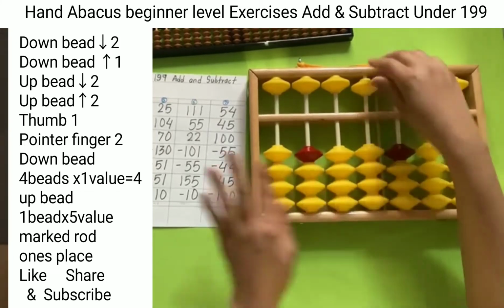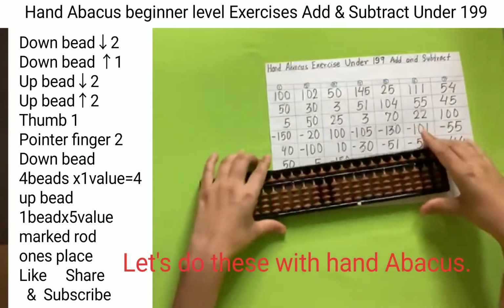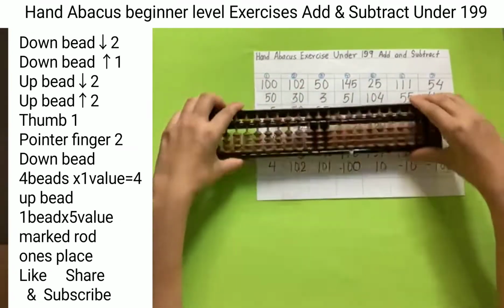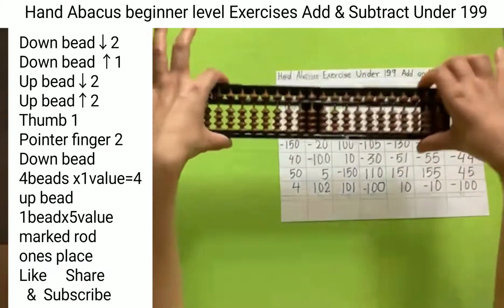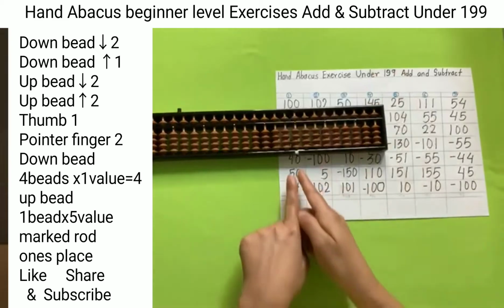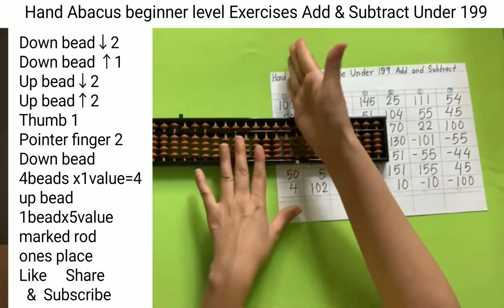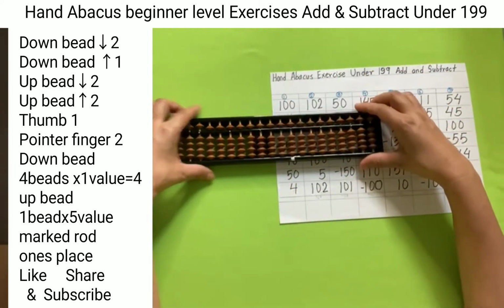So let's do these same exercises with the hand abacus. Grab your hand abacus with your left hand. I'm right-handed, so I'm doing it like this. Put your question on the table. Put your abacus on the question paper. This is my marked rod. Straighten your marked rod and your question. Just open the first rod and start from there.